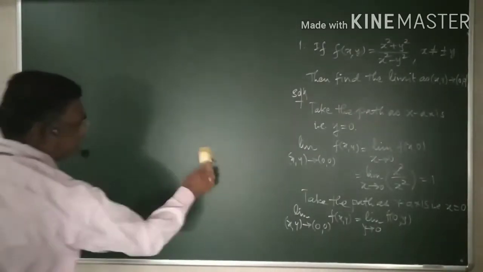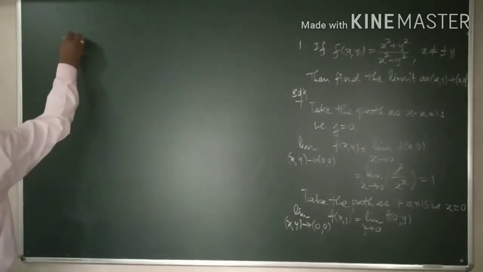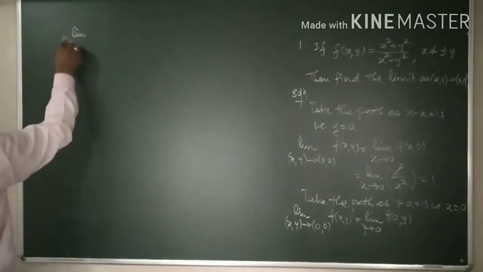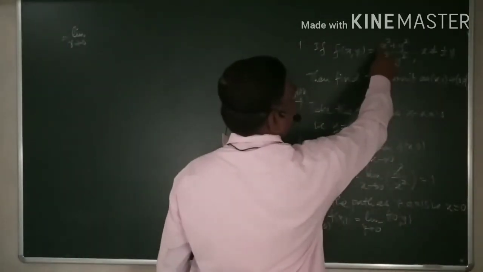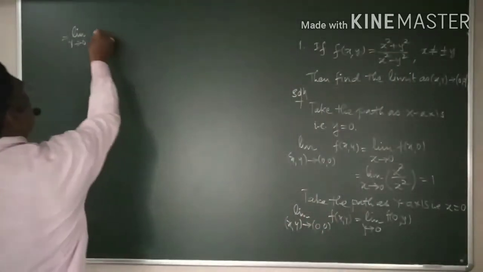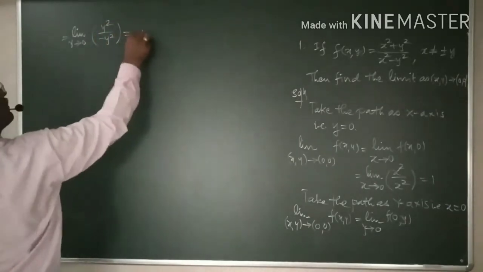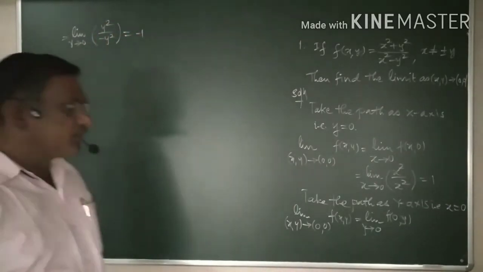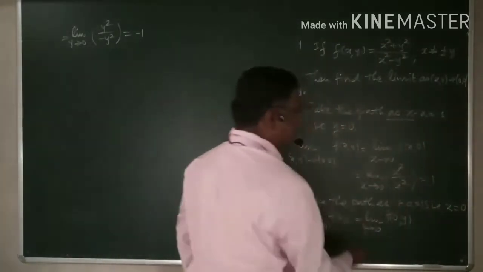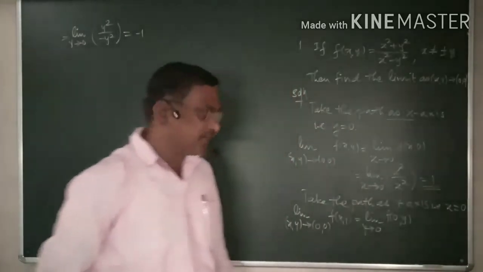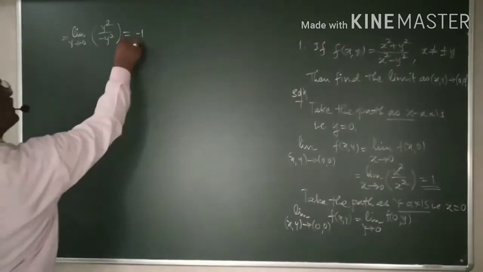Then here, the limit as y tends to 0 of the given function, with x as 0, becomes y square upon minus y square, which is minus 1. Therefore, you will find that if I take the path as the x-axis, I get the limit to be 1. And if I take the path as the y-axis, I get the limit to be minus 1.